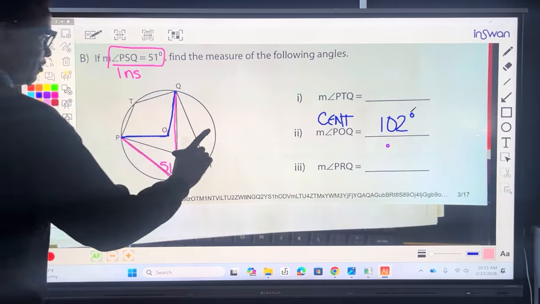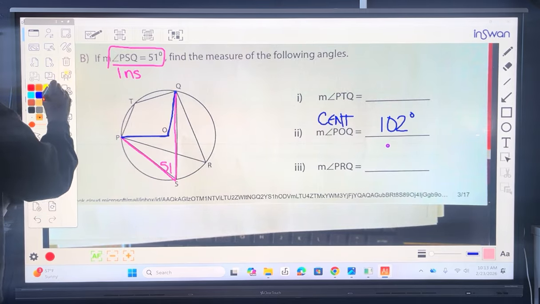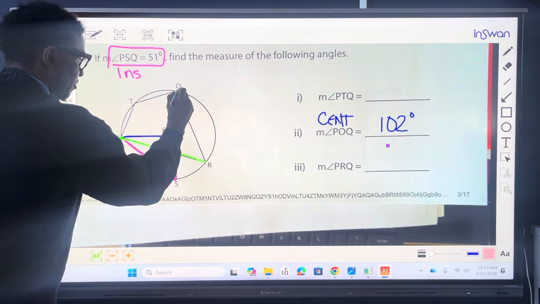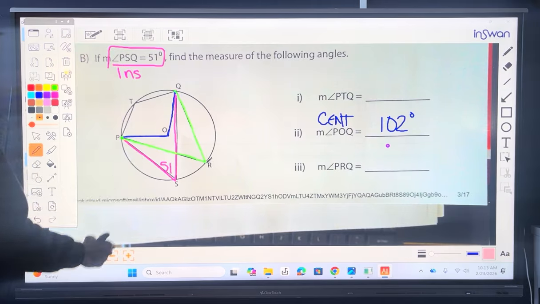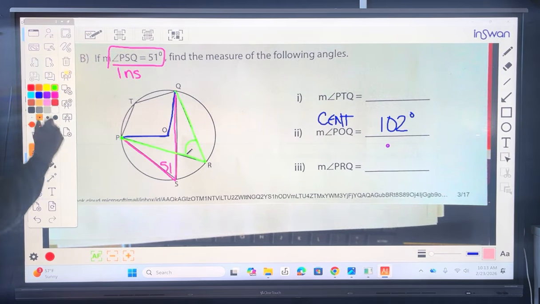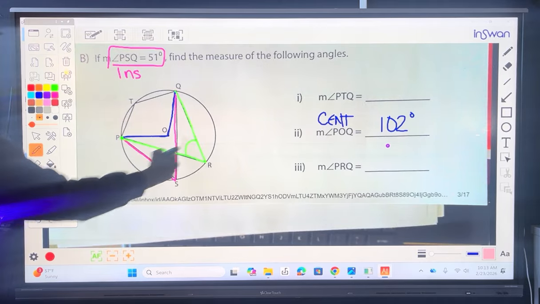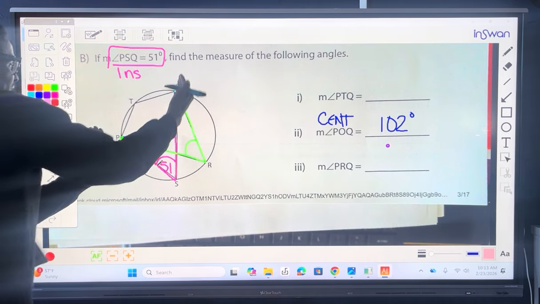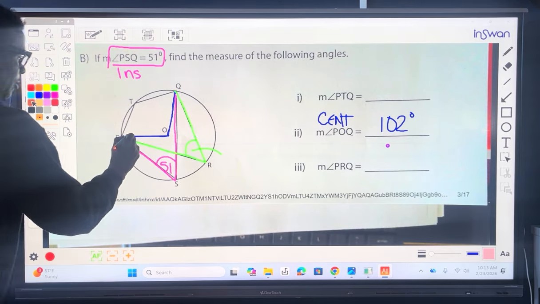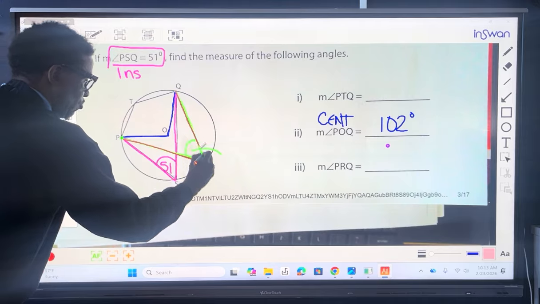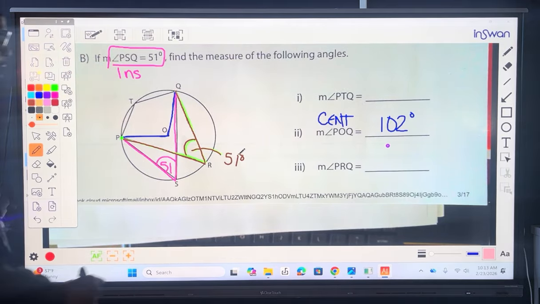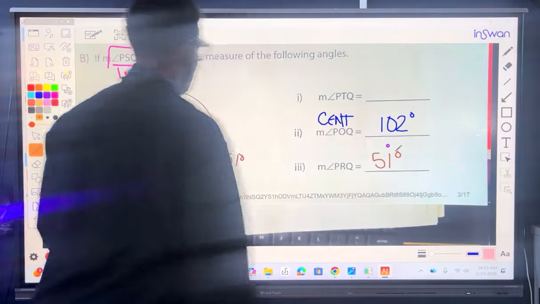Now hold on, look at this here. You also got PRQ. What is PRQ? That's also a what kind of angle? Look at these two, chat. They're the same. If you ever have two inscribed angles that share a central angle, you already know they're what to each other? Equal, or the fancy term, congruent. So you know PRQ is also 51 degrees.